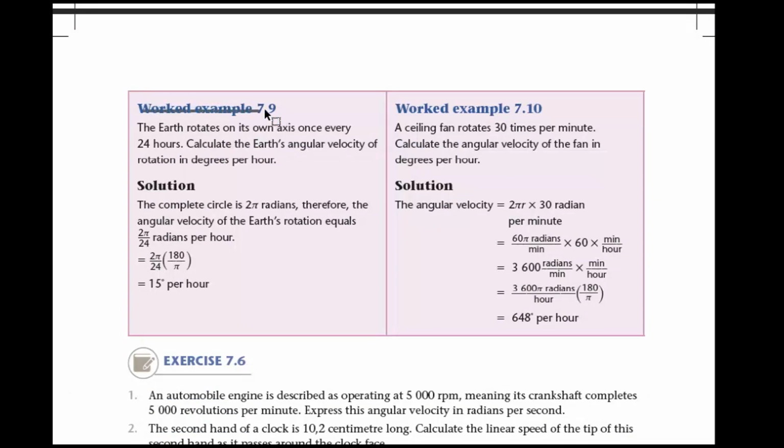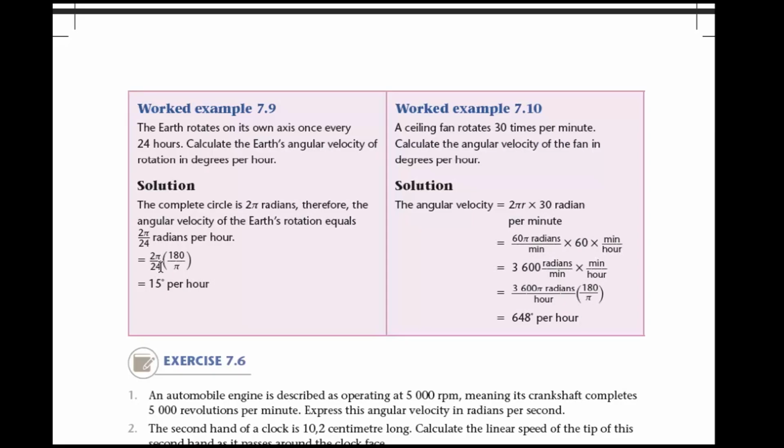Looking at this worked example here on the left: the Earth rotates on its own axis once every 24 hours. Calculate the Earth's angular velocity of rotation in degrees per hour. For a complete circle, we know a full rotation is 2 pi radians. Therefore the angular velocity of the Earth's rotation equals 2 times pi divided by 24. That's exactly radians, so if you take 2 pi divided by 24, our answer will be in radians.